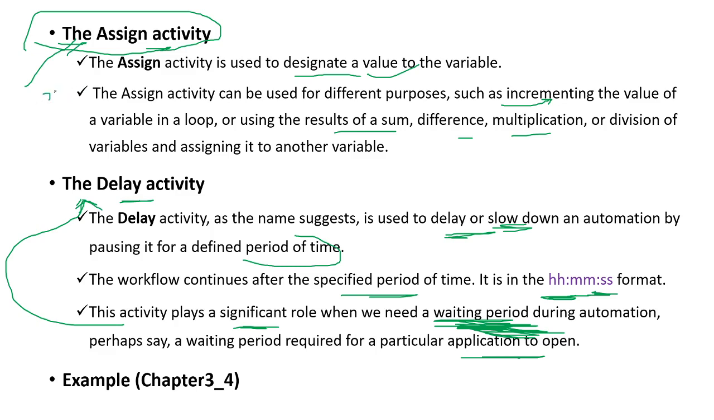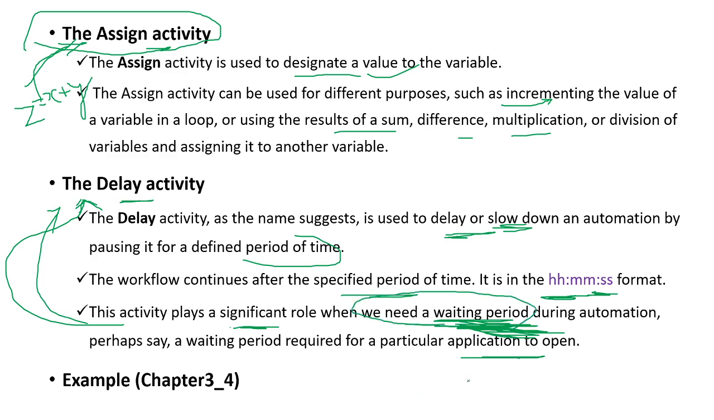For example, let us say there is a variable called x and a variable called y, and I want to store the result of x and y in a variable called z, then you can use the assign activity. This is the meaning of assign activity. And I will give a simple example of a situation where a delay activity is needed. As I said, when you need a waiting period, you can go ahead with a delay activity.